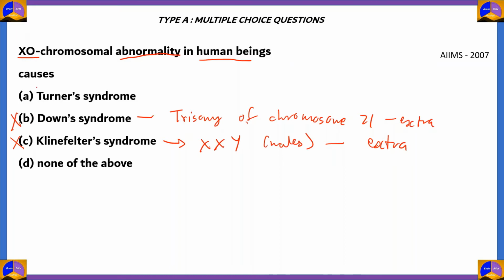The right answer is option A, Turner syndrome, because they don't have one X chromosome, and this affects females. Now, since Turner syndrome is correct, we can safely conclude that option D, none of the above, is also wrong. So the XO chromosomal abnormality, which in humans results in the loss of an X chromosome, causes Turner syndrome, and since from 2 there is 1 missing, the abnormality affects females.